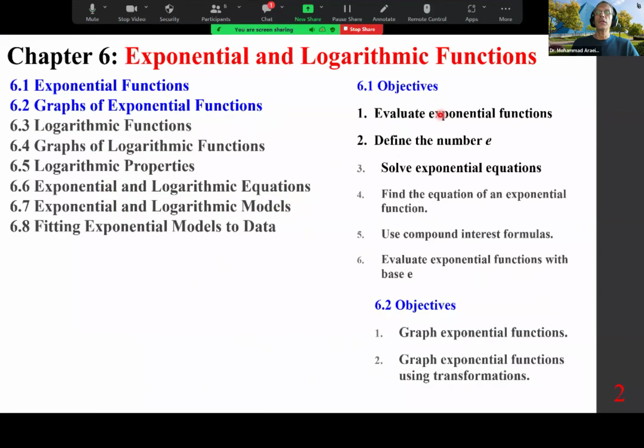The objectives here: evaluate exponential functions, define the number e, solve exponential equations, find the equation of an exponential function, use compound interest formulas, evaluate exponential functions with base e, graph exponential functions using transformations.